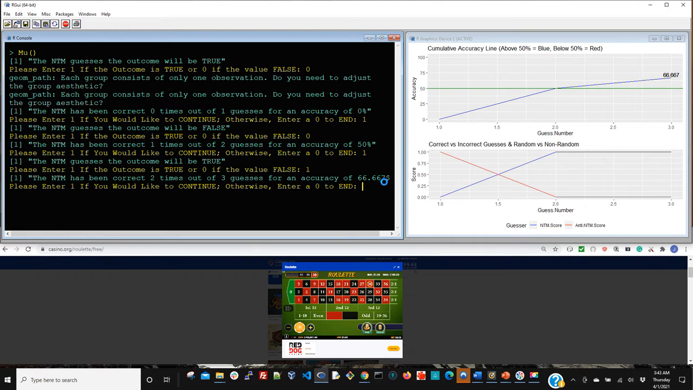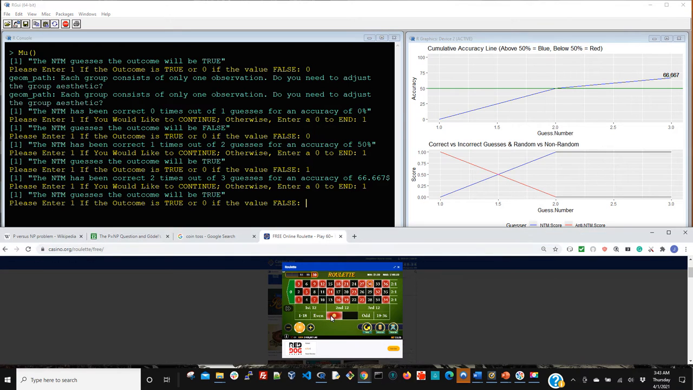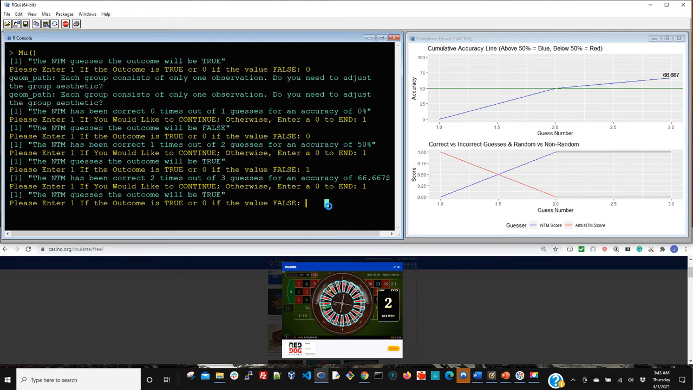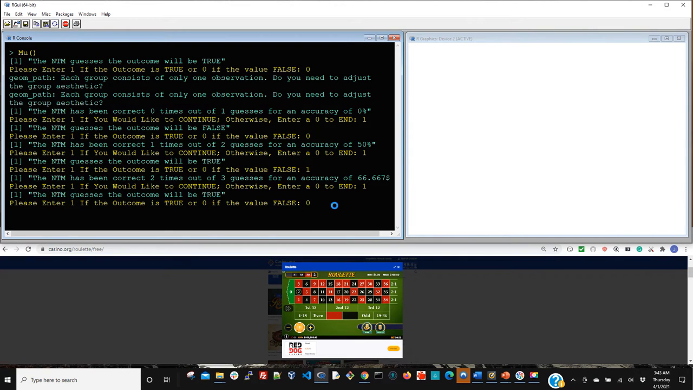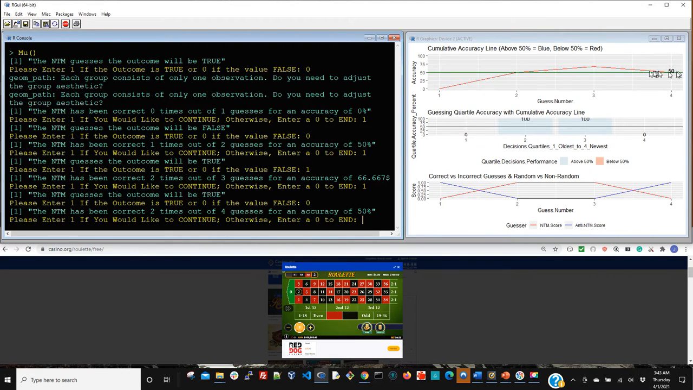We want to continue. We press 1, and it says the next outcome will be red, so we will spin to see if that actually occurs. And it comes up black. So in this instance, the machine was wrong. We tell it that it was black by putting in the 0. We press enter, and you see it back down to 50%. Thus, the line has now turned red again.